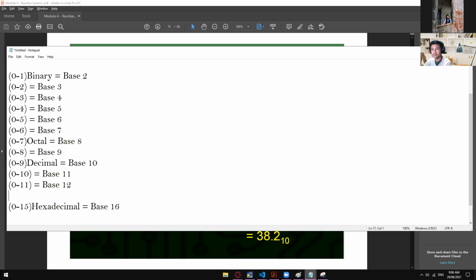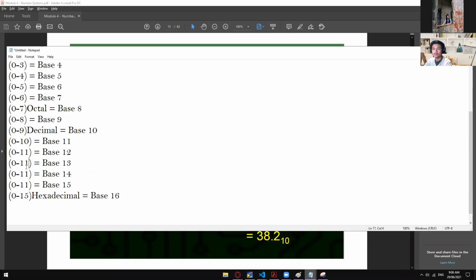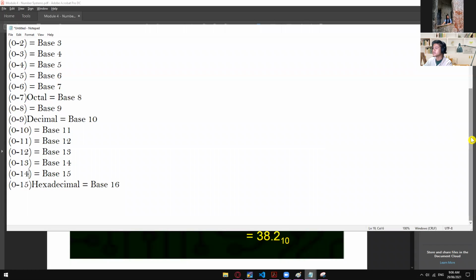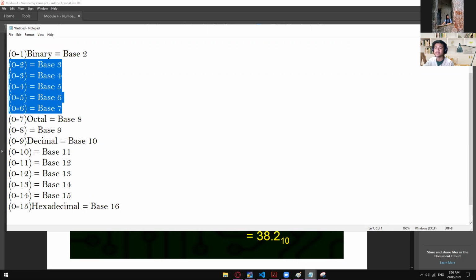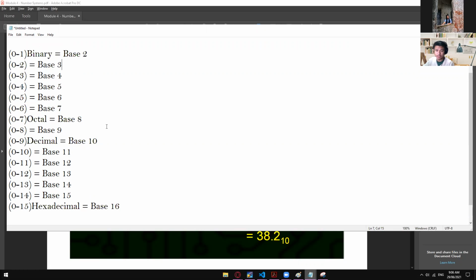So let me just finish this one. 12, 13, 14, 15. So there you go. So we only have 4 proper namings: base 16, base 10, base 8, and then base 2. But the rest, we call them n base already. So those are 0 to 2, 0 to 3, and so on and so forth.